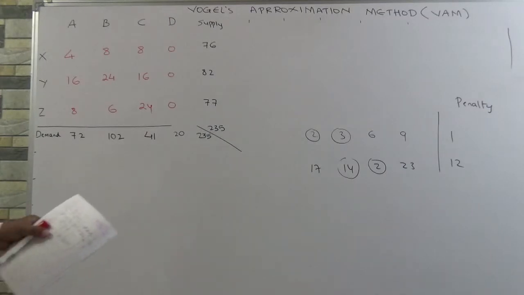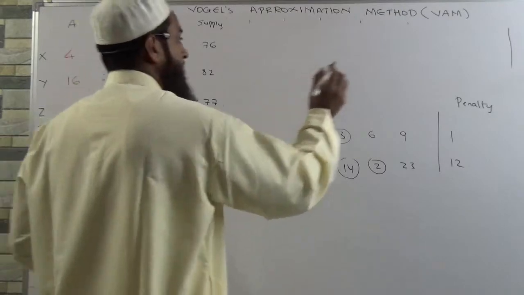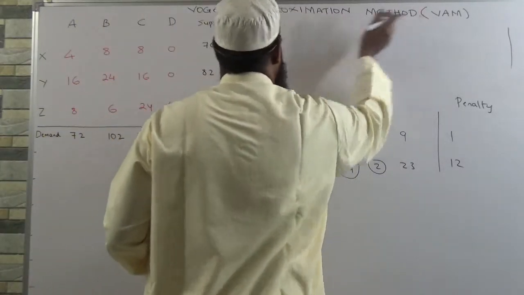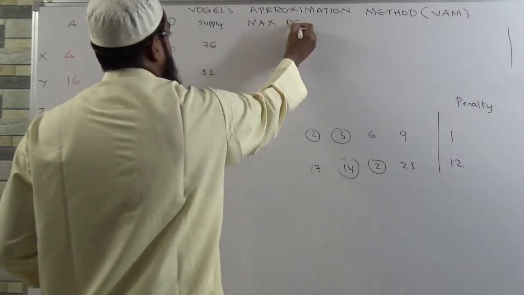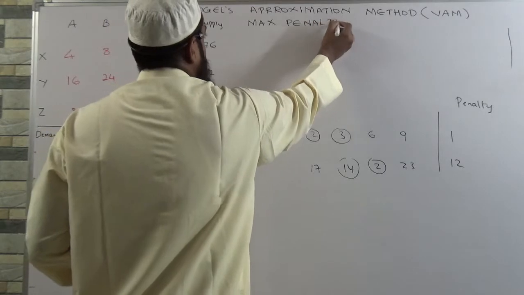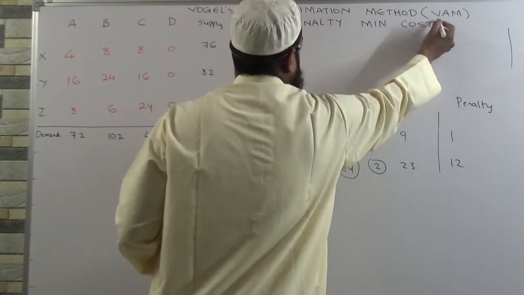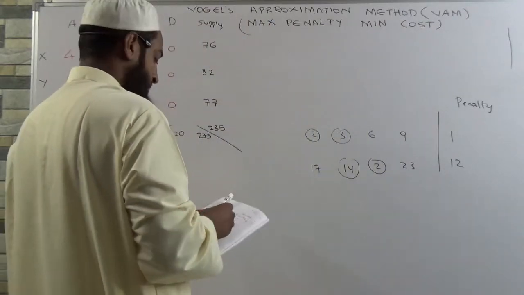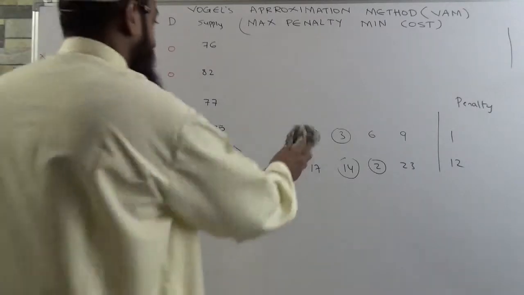And in Vogel, you have a mantra, right? You got to memorize that mantra. That mantra is, I'll write it over here to make life easy for us. Max penalty, min cost. If you remember this mantra, Vogel is done for you. So max penalty, min cost. So let's go straight and solve this sum.